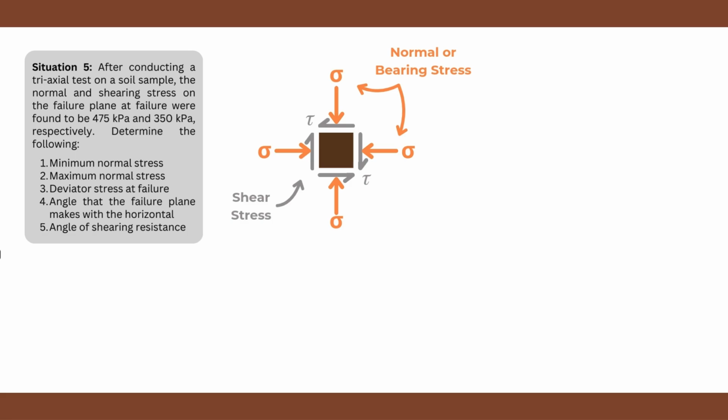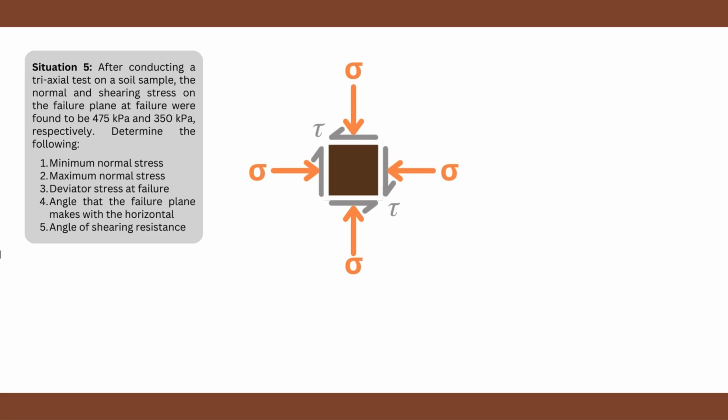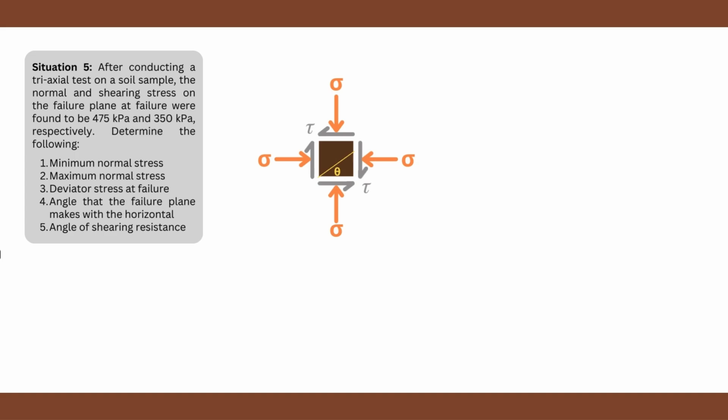Now, looking at our unknowns, medyo logical na lang yung first two, which is yung minimum and maximum normal stress. Yung deviator stress at failure naman, this is just the difference between the maximum and minimum. And for our fourth unknown, the angle that the failure plane makes with the horizontal can be visualized as shown in the screen. As for the angle of shearing resistance, or also known as angle of friction, this is a property that can be solved by means of Morse circle.